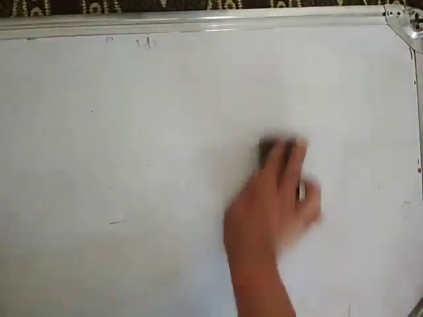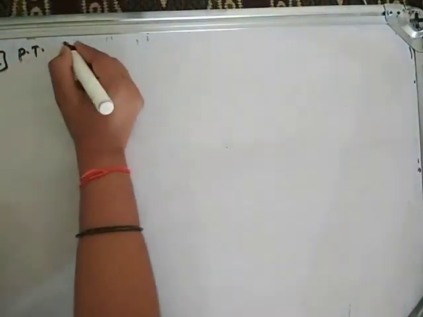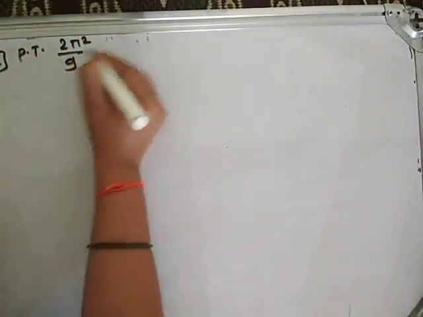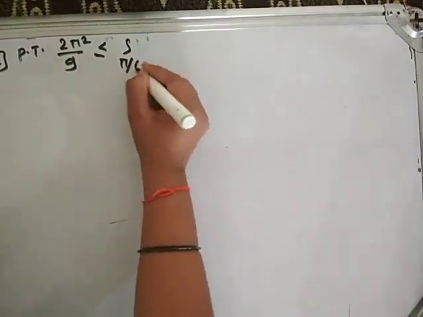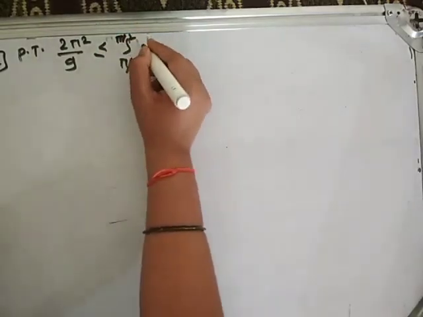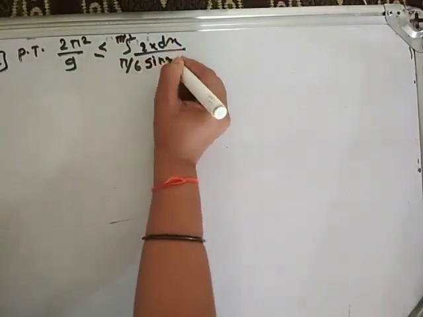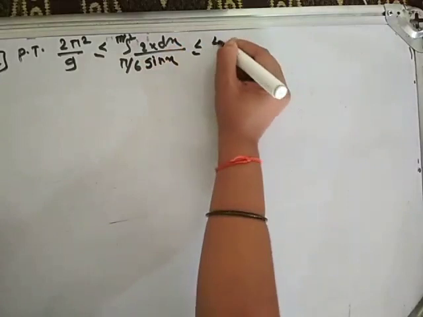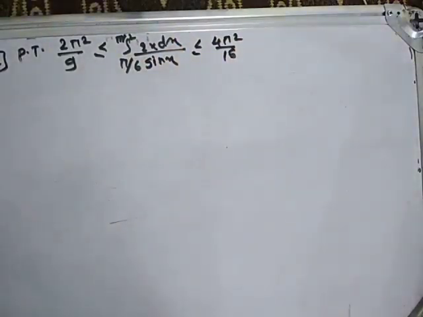Now let us take one example for homework. Second example: prove that 2 pi square upon 9 is less than or equal to integration from pi by 6 to pi by 2 of x dx upon sin x, which is less than or equal to 4 pi square upon 60. This is similar to example number 1.